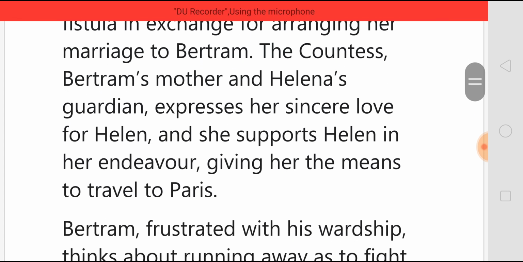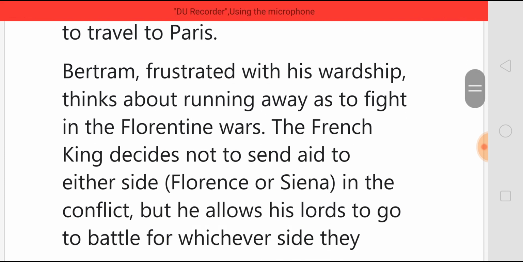The Countess, Bertram's mother and Helen's guardian, expresses a sincere love for Helen and supports her endeavour, giving her the means to travel to Paris. Here Bertram is frustrated with his wardship and thinks about running away to fight in the Florentine Wars.